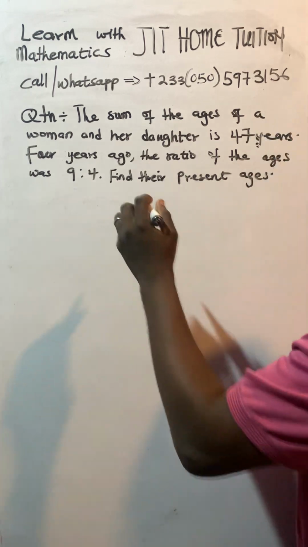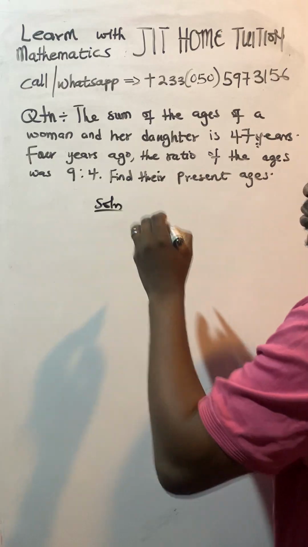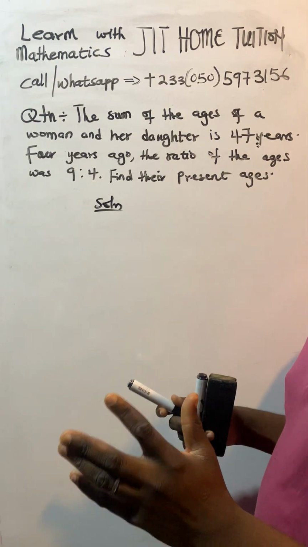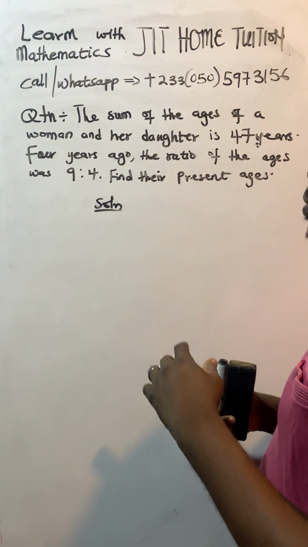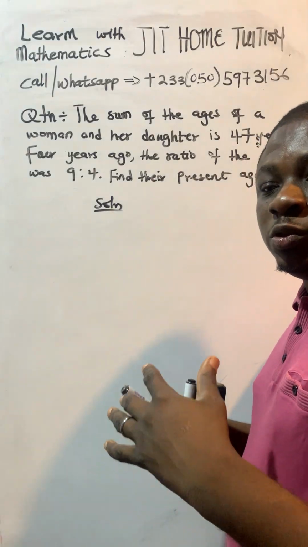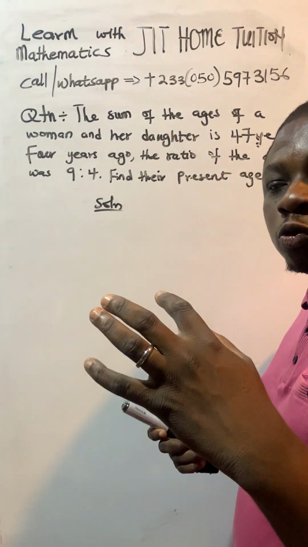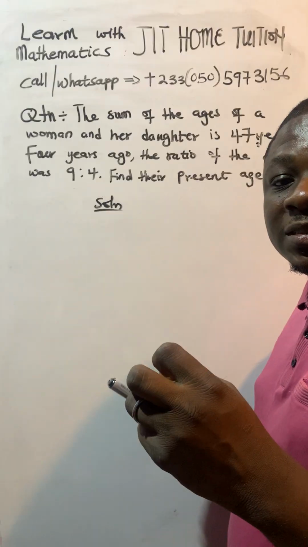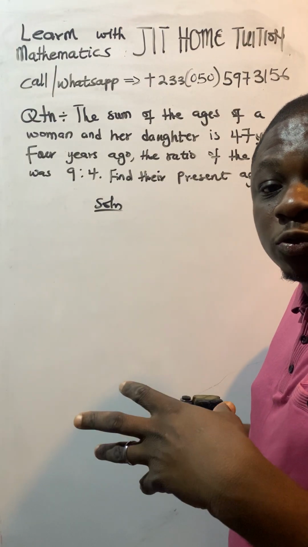First of all, when you have a question like this, you need to take your time and read the question to understand what the question is asking for. But as you are also reading the question, you need to take your time and rule out certain things or certain information that you need to solve the question.